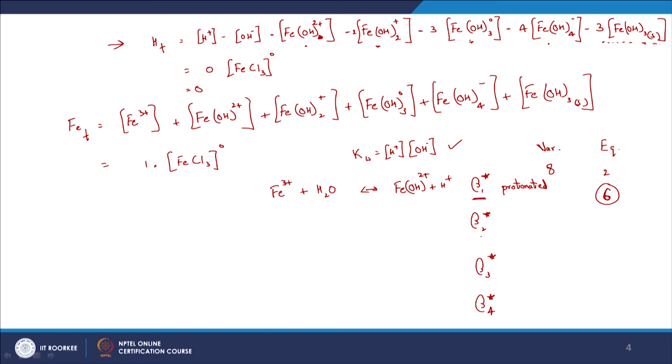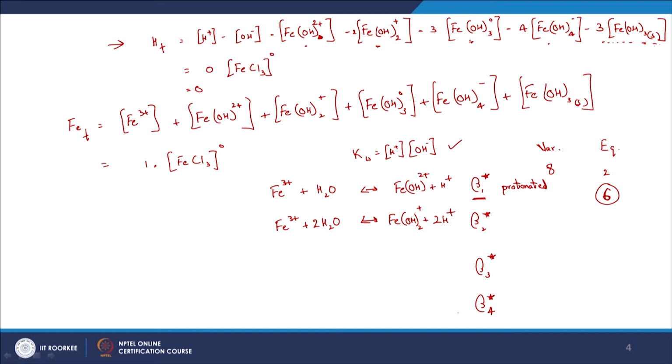So again, for the relevant beta 2 star, what would the equation be? Fe3 plus plus... So it needs to go to FeOH 2 plus, 1 charge, right? So here the aspect of direct addition comes into the picture. So it's going to be 2H2O, right? Direct addition to Fe3 plus rather than going through FeOH twice and so on, right?